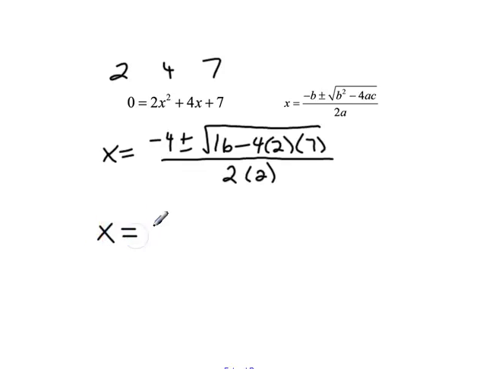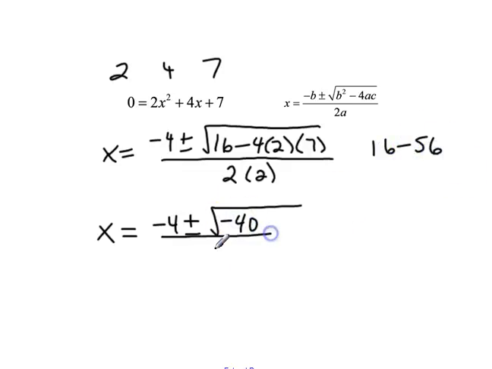Now we simplify a little bit. -4 plus or minus the square root of 4 times 2 is 8, times 7 is 56. So we get 16 minus 56, which is -40, all over 4. Now before you learned about complex numbers, you would probably write no real solution, because that's true. There are no real numbers that work for this, but there are numbers from the complex set of numbers.